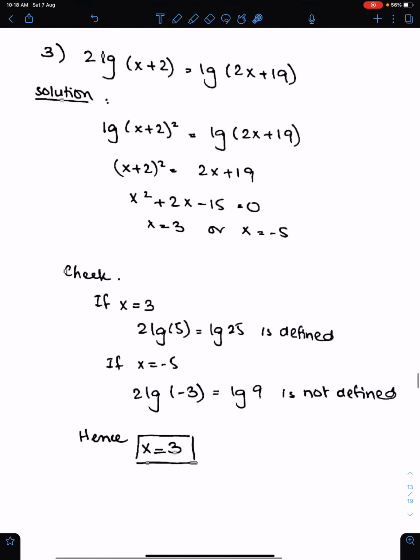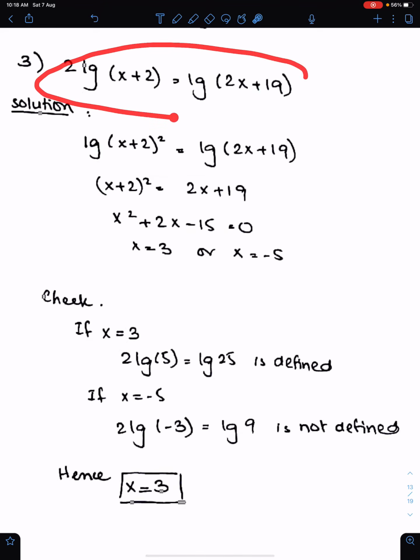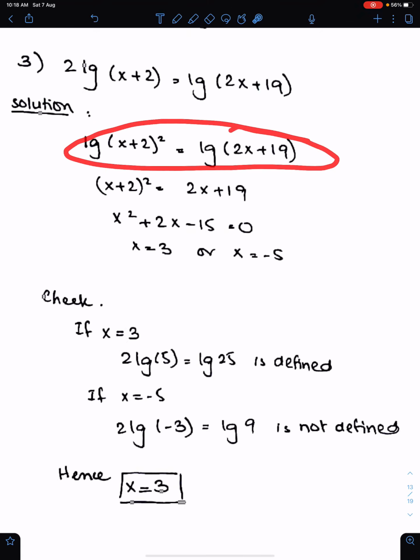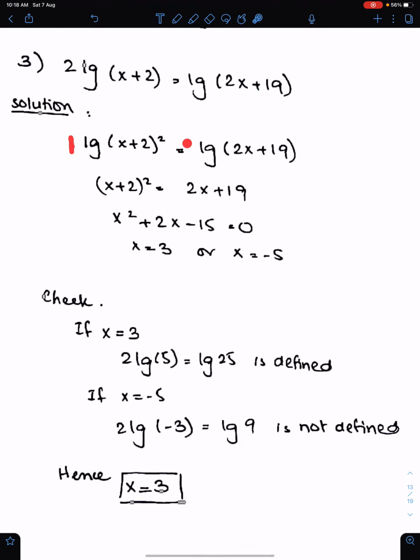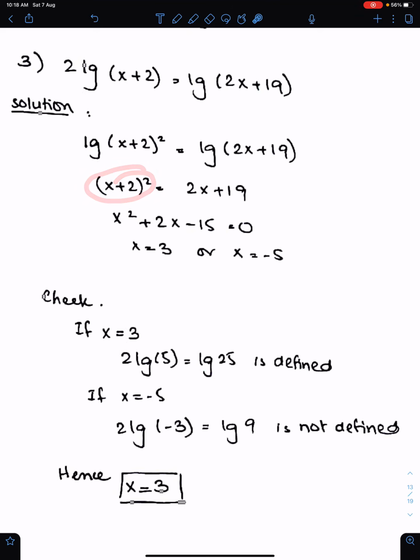Question number 3. This question is simple. You just need to bring this 2 here according to power law. So we have this equation. Since coefficients of both the logs are same and there are single logs on both sides, so we can equate their functions like this. Now expand this and equate the entire thing to 0. By solving this equation, we have two answers, x equals 3 and x equals minus 5.